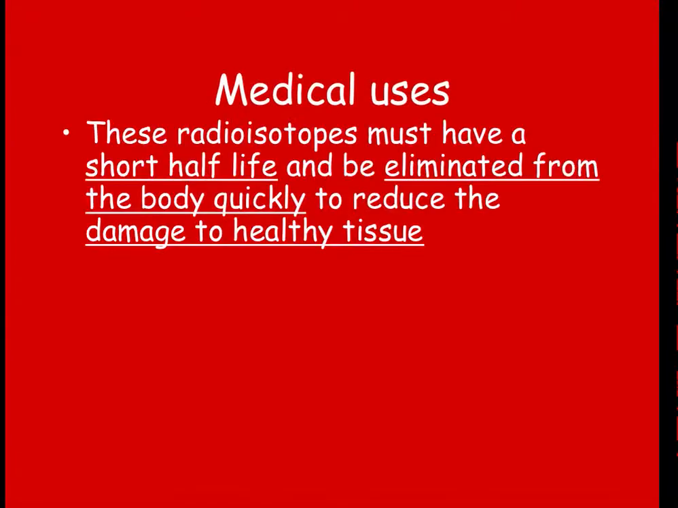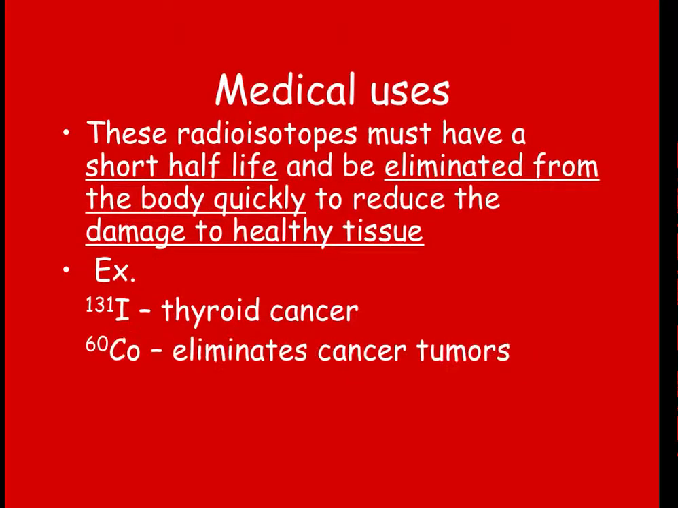Now, the key with the medical use, as I've kind of been talking about, is that they have to have a short half-life, which we talked about why, because we don't want them to stay radioactive very long because they can hurt us. We also want to make sure that they are a type of material that will get taken out of the body very quickly. So if there's any that happens to be left over, it's not hanging out in the body causing more problems, because that's going to damage our healthy tissue. Some examples of things that we use in medicine are things like iodine-131 we use to treat thyroid cancer. Cobalt-60 helps to eliminate cancer tumors. And technetium-99 helps us to detect cancer.